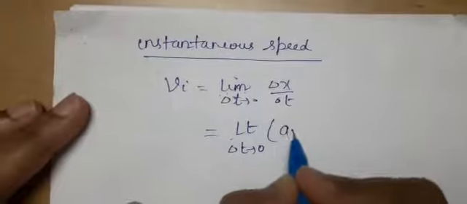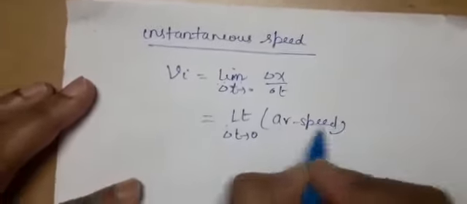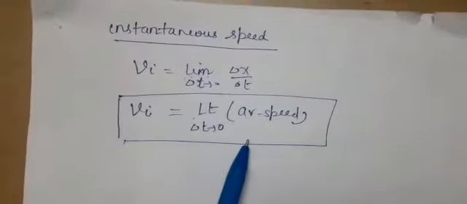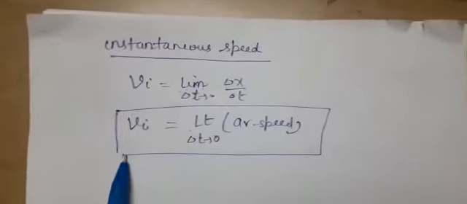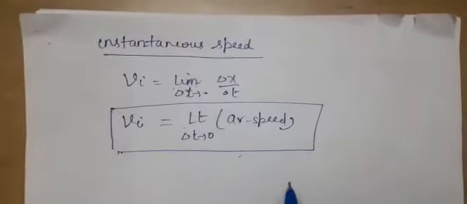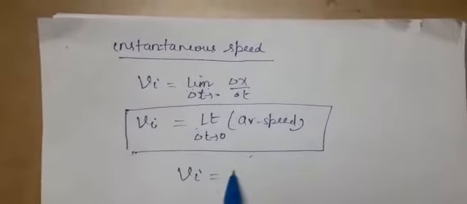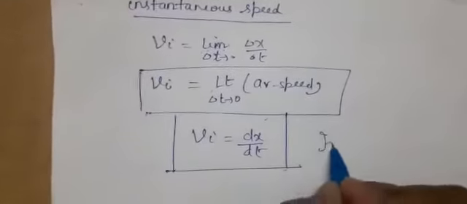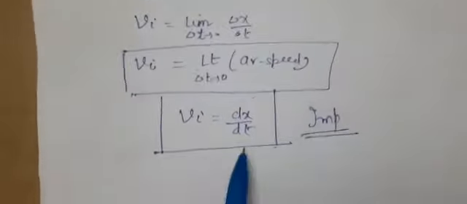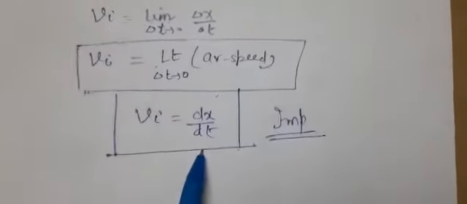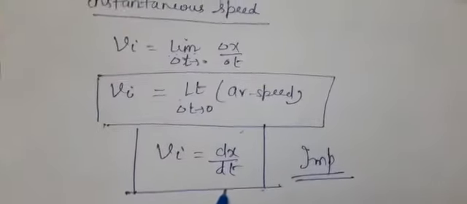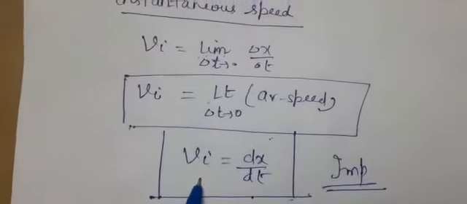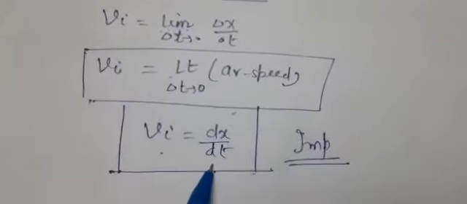You can write it as average speed. It means instantaneous speed is the limiting case of average speed, or instantaneous velocity is the limiting case of average velocity. Hence, mathematically, to calculate the instantaneous velocity, you have to learn this result. On the basis of differentiation, you have to solve the numerical. So now it is clear to you why I have introduced the concept of differentiation: to get the instantaneous value of velocity at any instant of time.